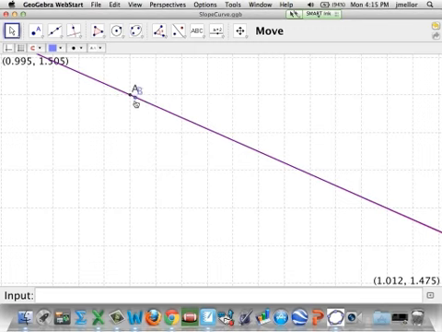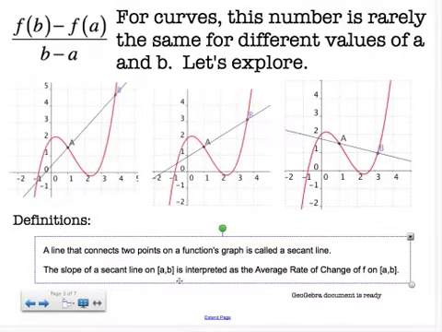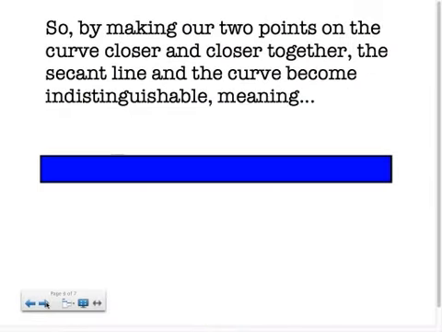Okay, we call that local linearity. Smooth curves, when you zoom in, look like lines. And if they look like lines, then they have slope, to a certain extent. All right, let's head back to our notebook and talk about this some more here. By making our 2 points on a curve closer and closer together, the secant line that connects the 2 points and the actual curve become indistinguishable, hard to tell apart, right?